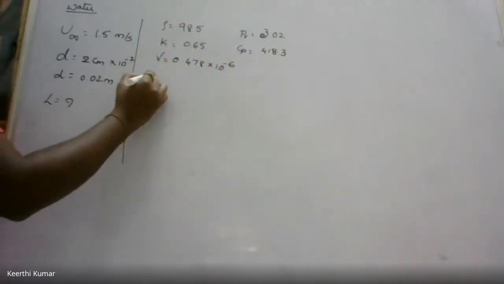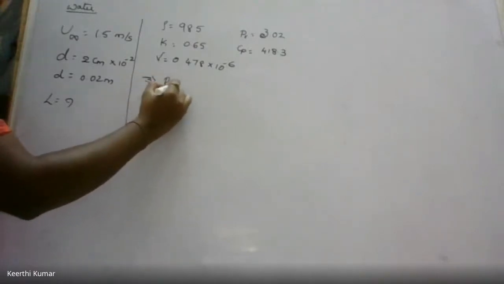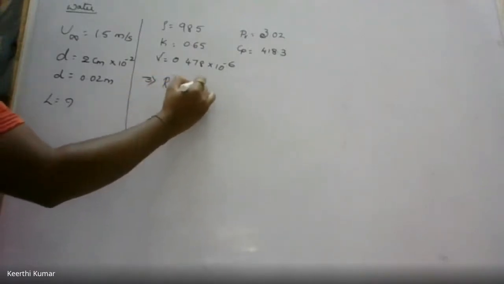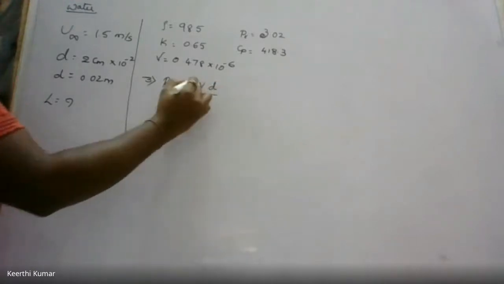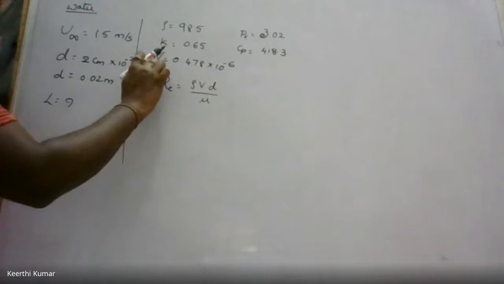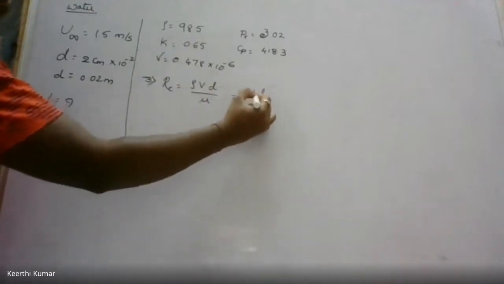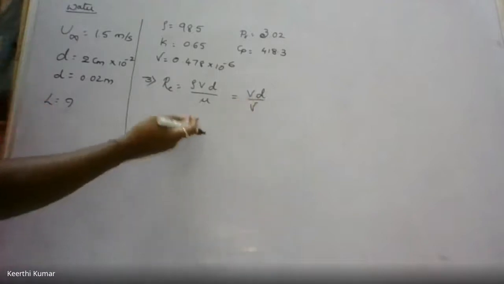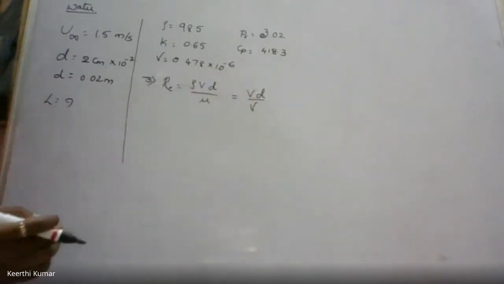So what is the next step? That is the third step: finding the Reynolds number. The Reynolds number formula is rho v d by mu. Here I do not have rho, I have values expressed in terms of nu, so I'll rewrite this equation as v d by nu. If you have rho, you do it with this method. If not, you do it with the other method.